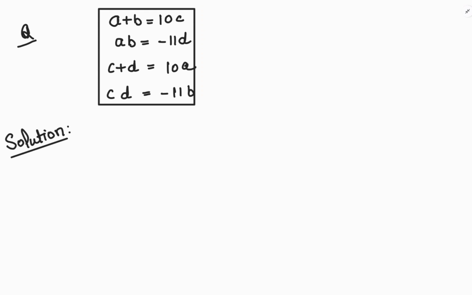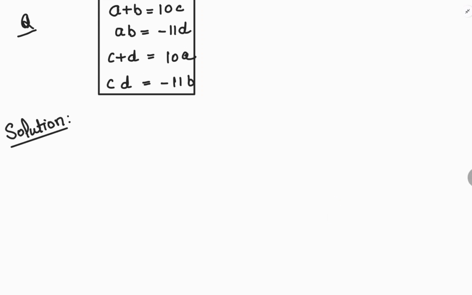If you see this question, we have four variables here. We have A, B, C and D, right? And we are given four equations as well, right? So that means we need to find the value of A, B, C, D by solving these equations. Now it seems a little bit tricky because we need to solve equations where we cannot cancel out terms, right?